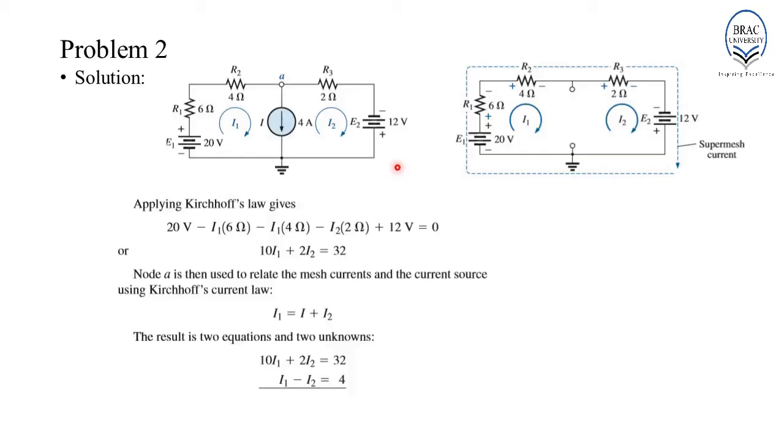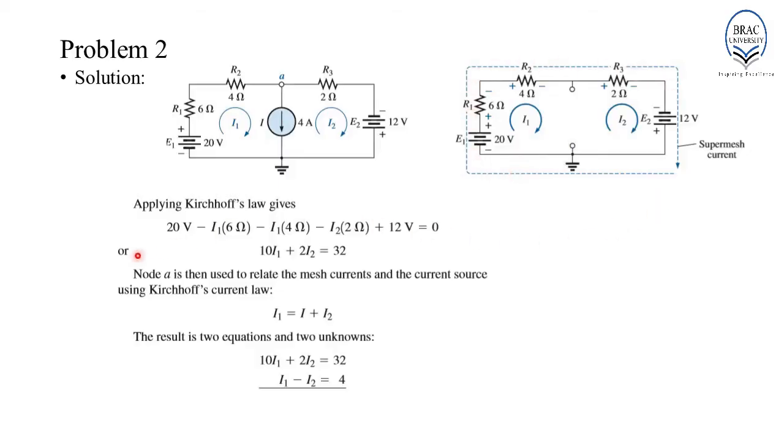Now, in the third stage, we need to deactivate the current source with an open circuit equivalent. One thing which you must remember is that you are not physically deactivating this current source. You are just assuming that the current source is deactivated by an open circuit equivalent. Then we apply KVL across this super mesh.